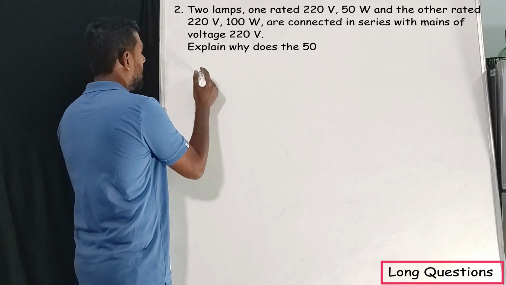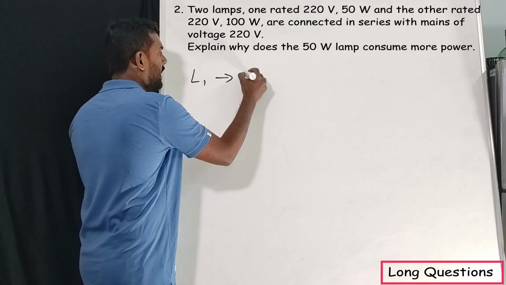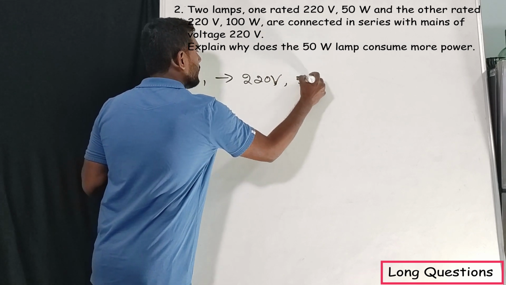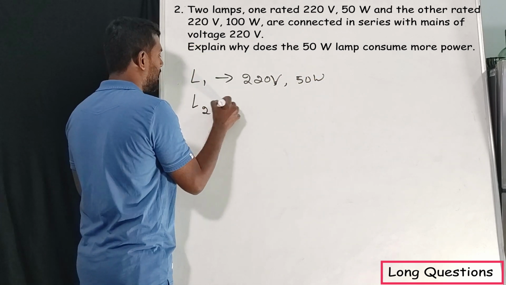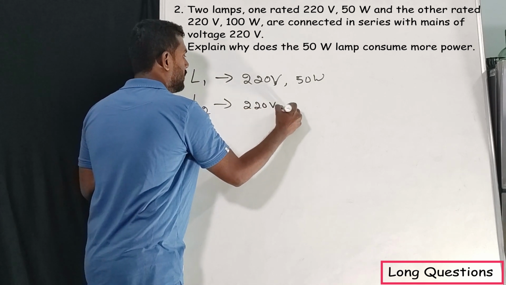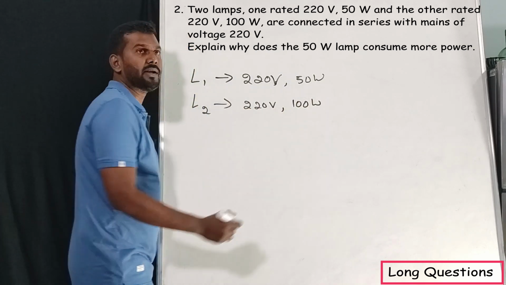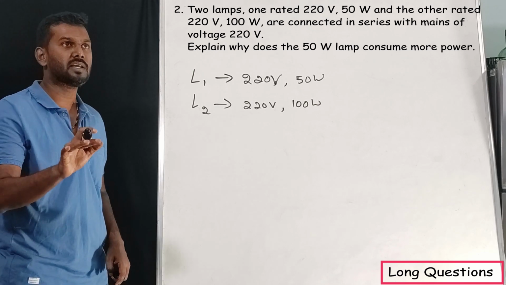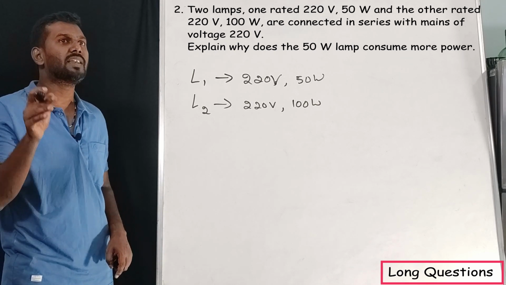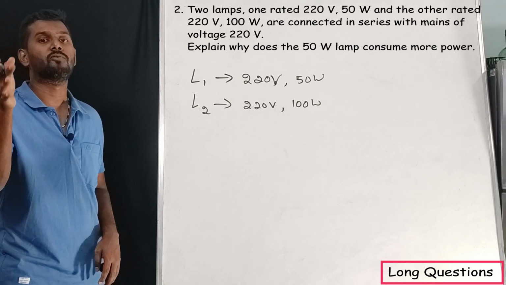Our next question, 2 lamps, one rated 220 volt 50 watt. So 2 lamps, lamp 1 rated as 220 volt and 50 watt, and they have given one more lamp that is 220 volt and 100 watt, connected in series with the main voltage 220. Explain why does the 50 watt lamp consume more power.